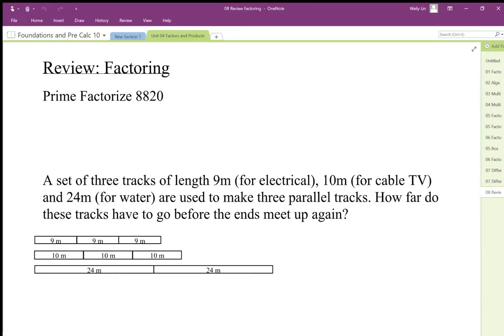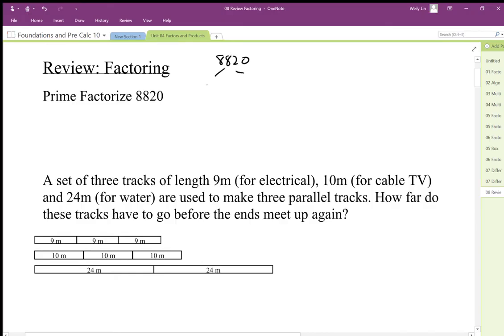So when we're factoring, we can start with prime factorization. So we need to be able to factor numbers. And to prime factorize, we can use either a factor tree or any other method that you want. So I have here a fairly big number, 8820, and I'm going to prime factorize this, and I can use a factor tree, and I'll do it up here. So 8820.